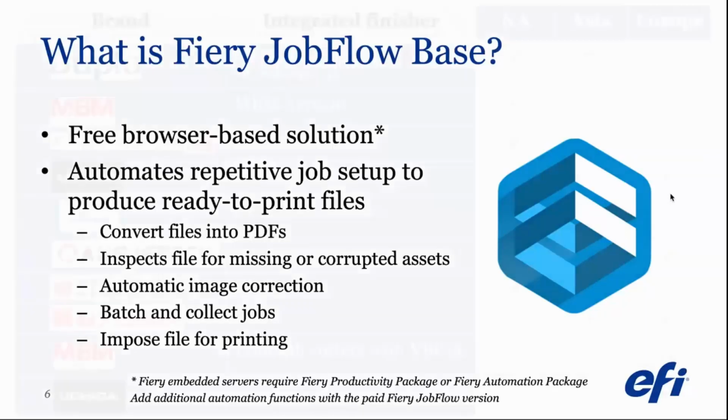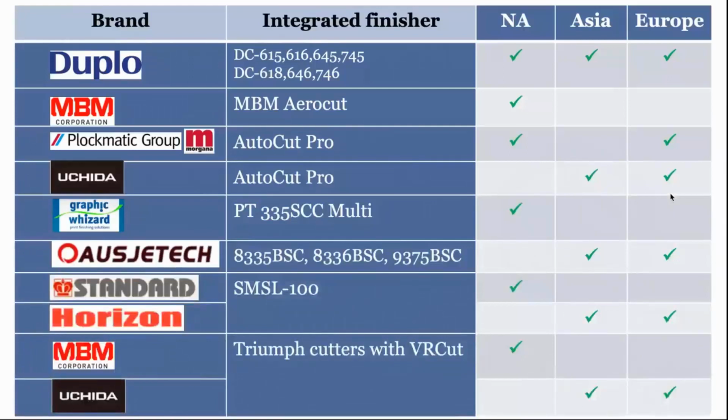Sure, good question. I think a lot of our customers are familiar with Fiery Impose's integration with the DUPLO DC series in the past couple of years. And with Fiery Command Workstation 6.4, we now have expanded our partnerships to new partners. So now Fiery Impose integrates with all the major automated slitter, cutter, creaser brands worldwide. These brands include MBM, Plockmatic, Morgana, Uchida, Graphic Whizard, Oshitec, Standard, and Horizon. And Fiery Impose also integrates with MBM and Uchida's Triumph cutters.